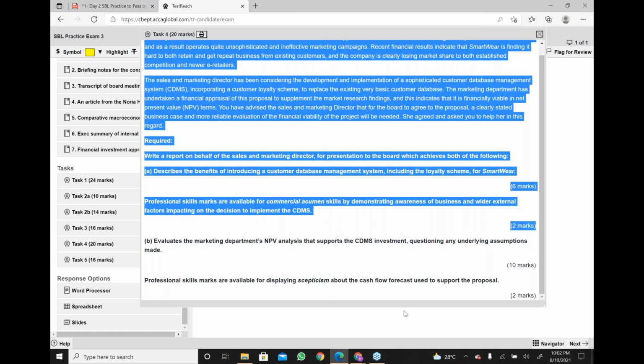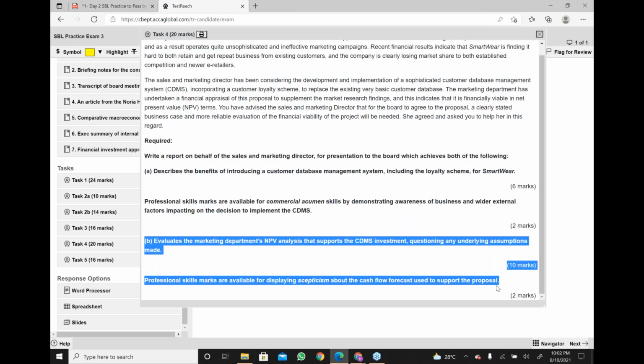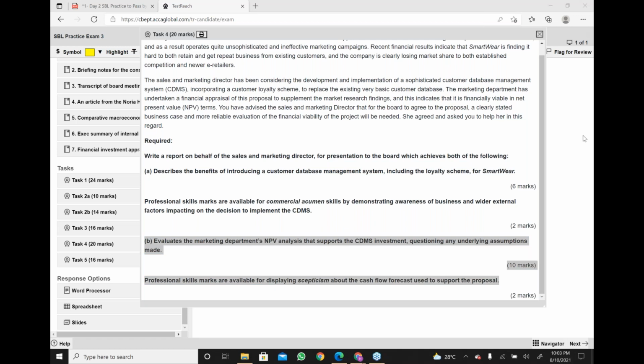So can anybody tell me what should be the tone of your drafting? A friendly tone, a flirty tone, or a questioning tone? We need to ask at least a couple of questions when we are drafting the answer if you want to earn professional marks. Right. It says evaluate the marketing department's NPV analysis. So it is 10 marks technical and 2 marks professional. So what is the total marks? 10 plus 2, it's 12 marks. So question number 4B is worth 12 marks.